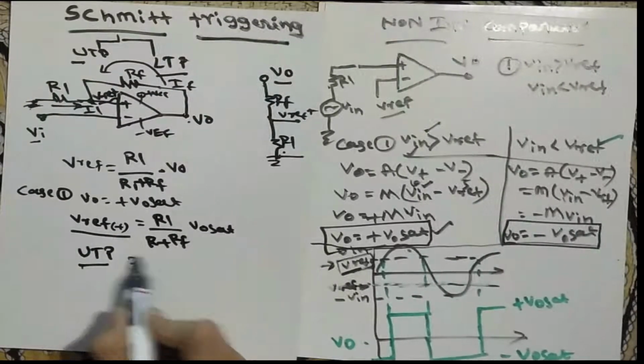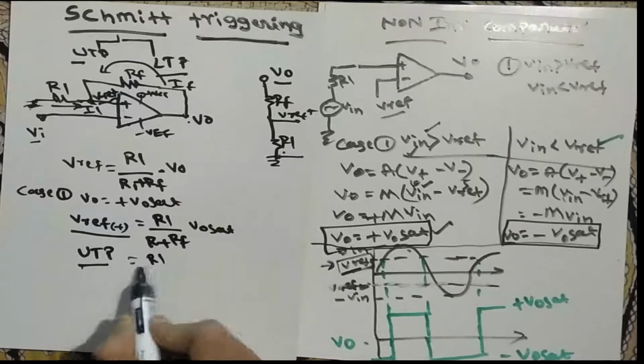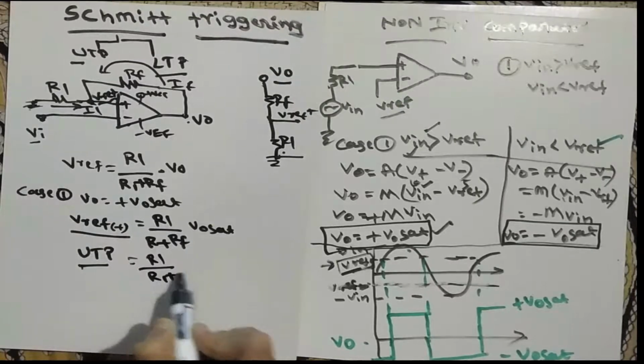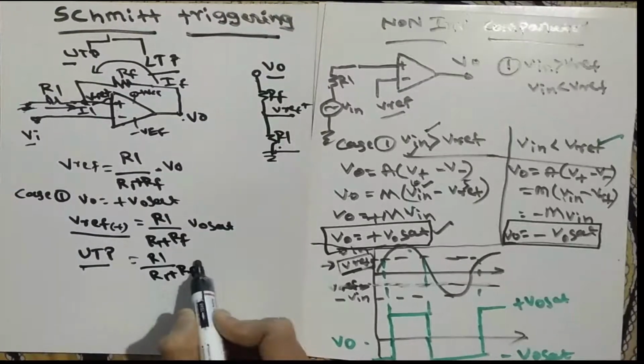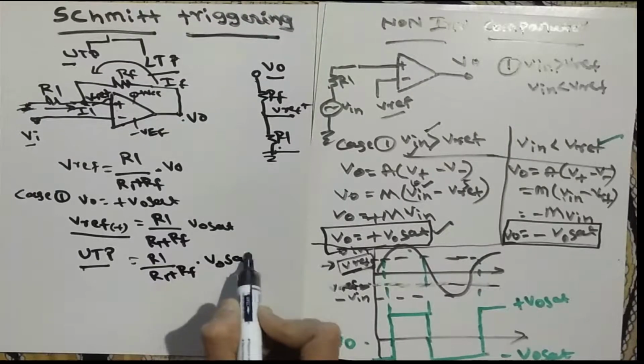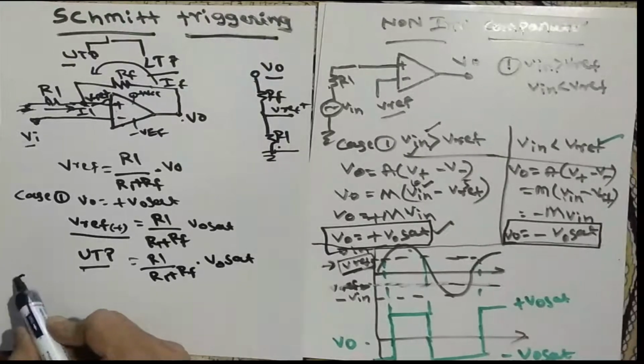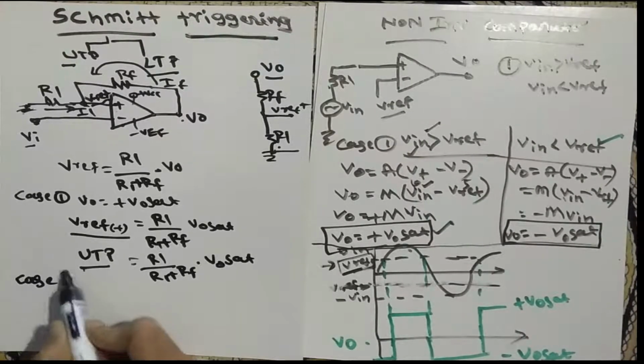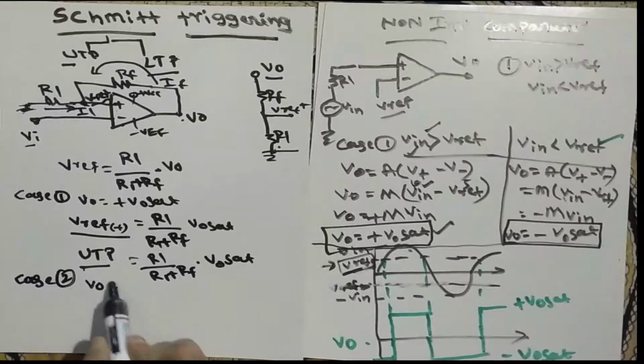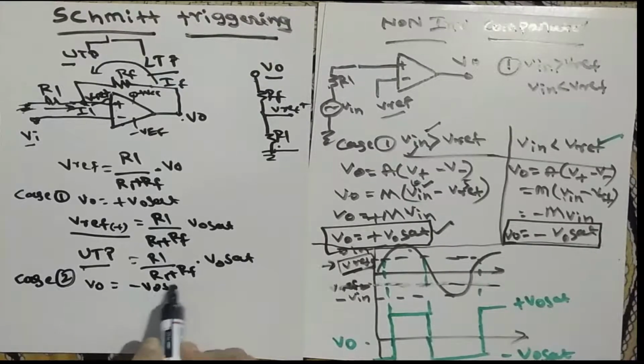So now what is the UTP equation? R1 divided by R1 plus RF, multiplied by V0 saturation. This is all about the equation for your UTP. Similarly we can go for case 2. What happens if you go to case 2, V0 is equal to minus V0 saturation. When you take this one, what is the difference?